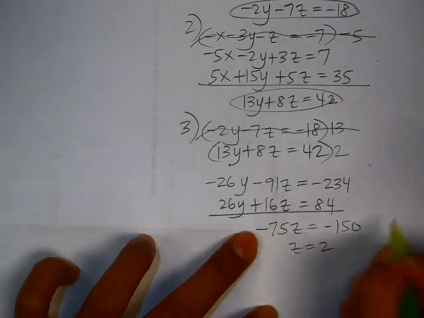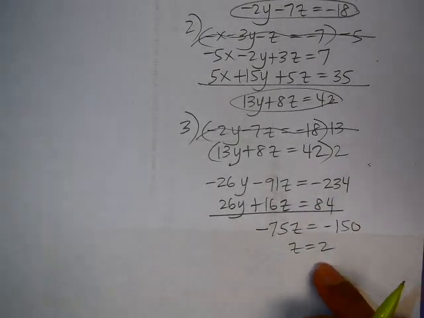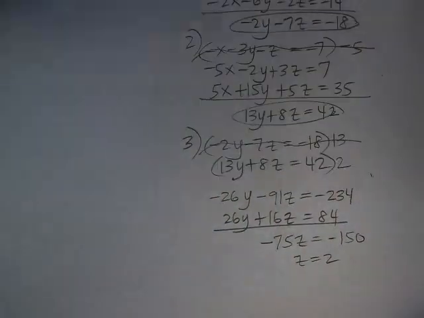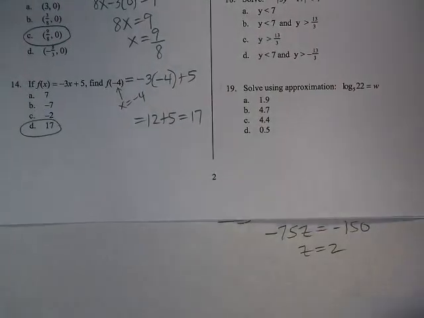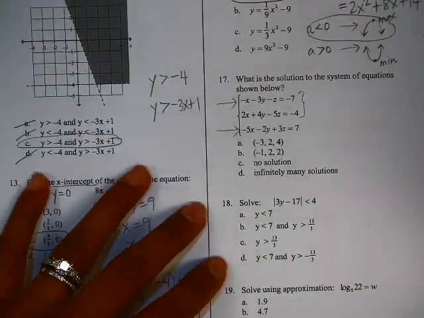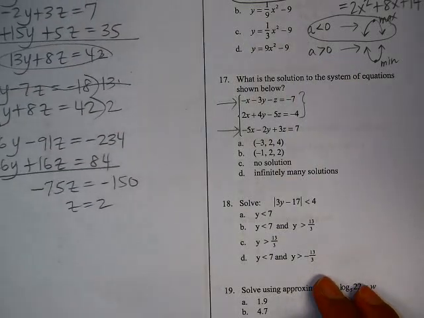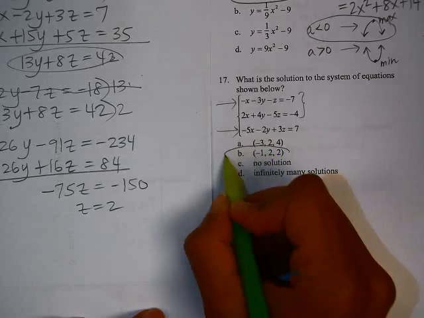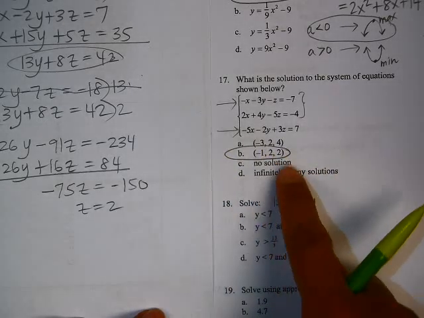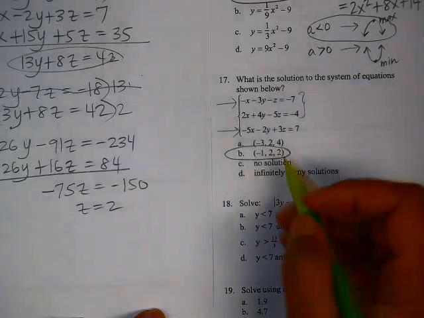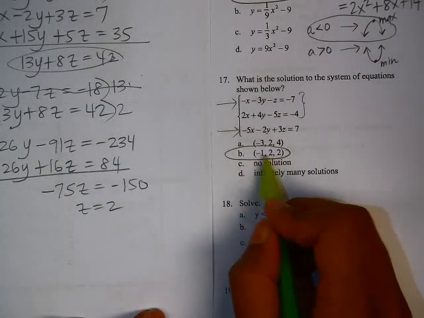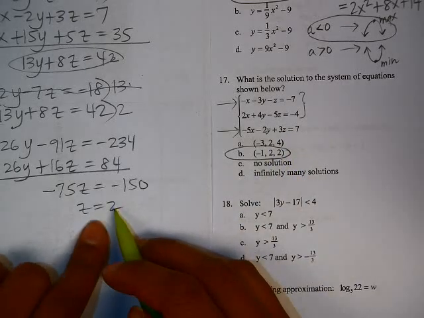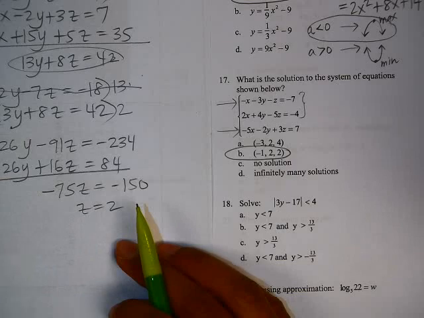Z equals positive 2. Now when you're dealing with a multiple choice question, you may not have to solve the entire problem. So let's look at our answer choices here. If z is equal to 2, there's only one option which gives me a z value equal to 2, which is answer B. I'm going to continue to solve the problem just to show you that the x and the y values do end up being these. But remember that that could be a shortcut: once you know one of the variables, you can check to see which answer makes sense.